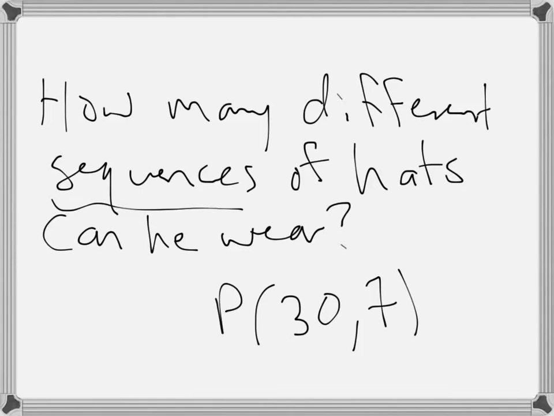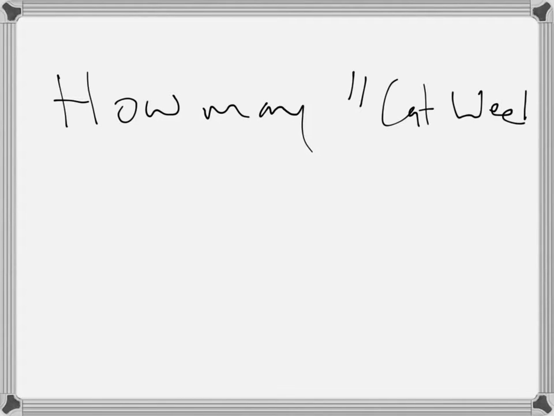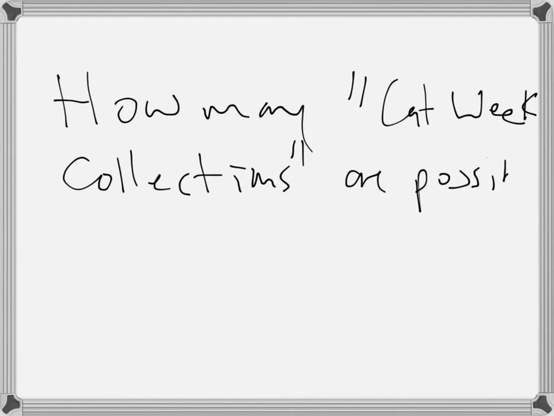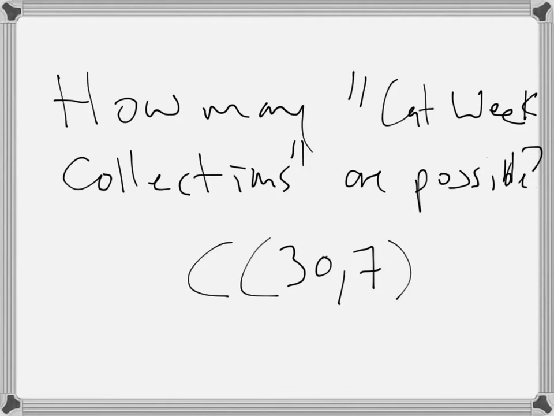Now, if the question was, maybe now the Cat in the Hat's going to start selling hats at a department store, and this is the Cat Week collection. So it doesn't really correspond to a particular day. It's just, here's the 7 hats that he wore that week. So if that was the situation, how many Cat Week collections are possible? So he's going to wear 7 hats in a week, and then he's going to sell those 7 hats in a store, but just kind of not really thinking about what was worn each day. That would be a combination of 30 choose 7. Okay, there's just 7 hats that are being sold.